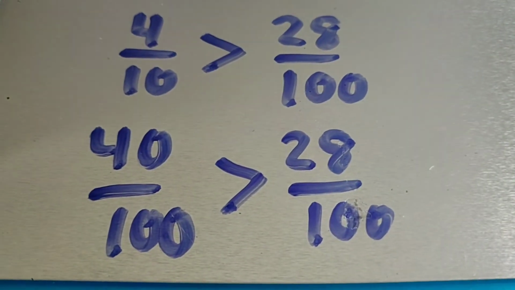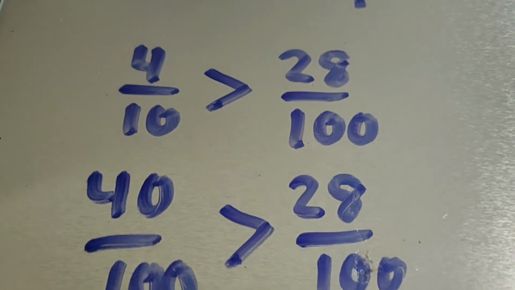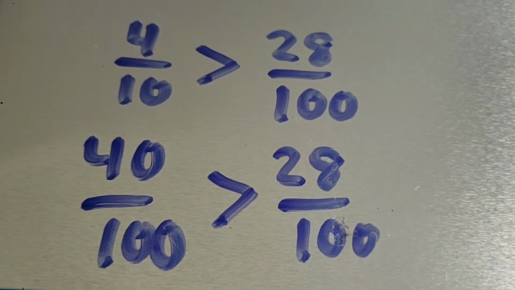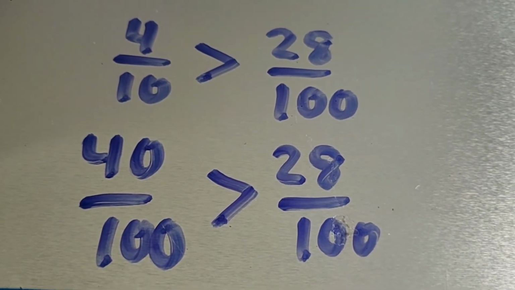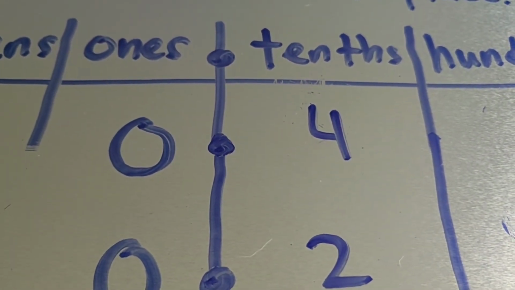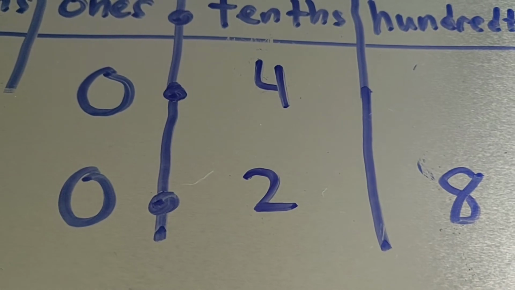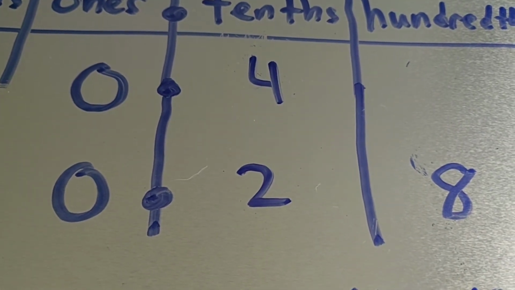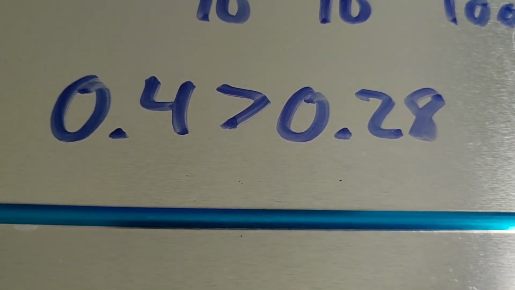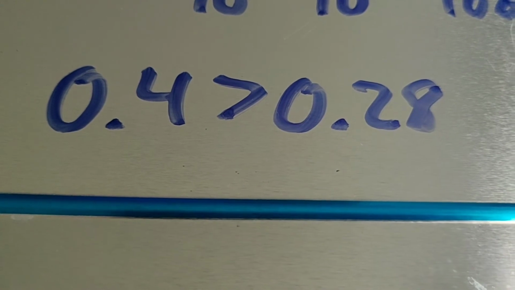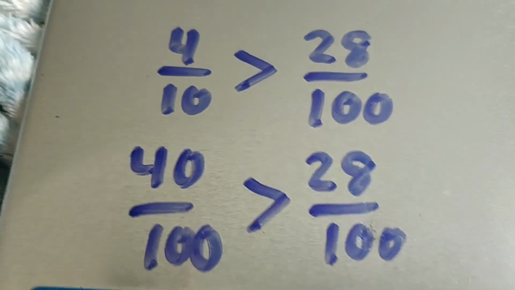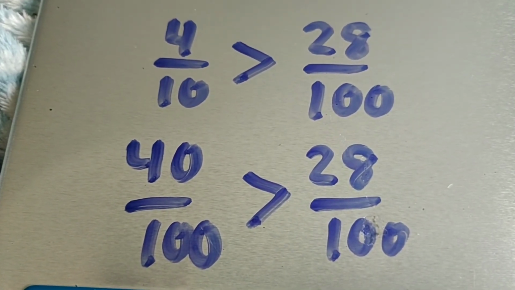greater than 28 hundredths, which means that the equivalent fraction 4/10 is greater than 28 hundredths, because 4 tenths and 40 hundredths are equivalent fractions. And 0.4 is the same thing as 4 tenths. So that means that 0.4 is greater than 0.28, because that's the same thing as saying 4 tenths is greater than 28 hundredths. 4 tenths is greater than 28 hundredths because 40 hundredths is greater than 28 hundredths.